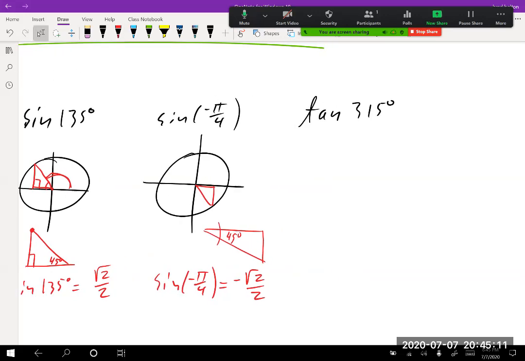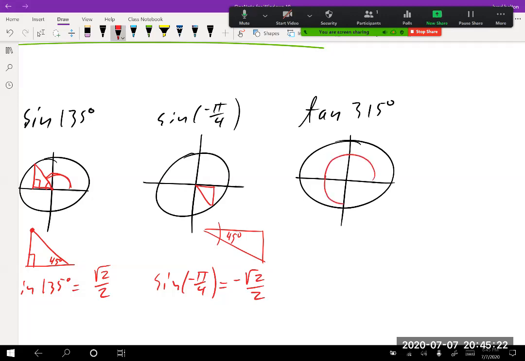Now, tangent is nice when you're dealing with 45 degrees. So we're just going to go around. So here is 180, here's 270, and then another 45 degrees would put us right here. But we know tangent is y over x, but in this quadrant, my y is negative square root 2 over 2, and my x is positive square root 2 over 2. So we get negative 1.